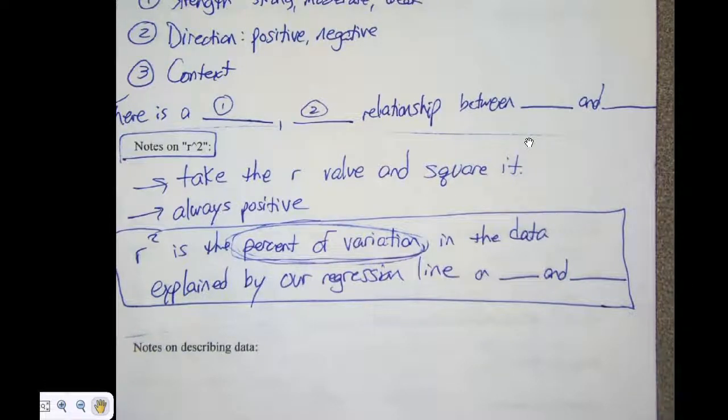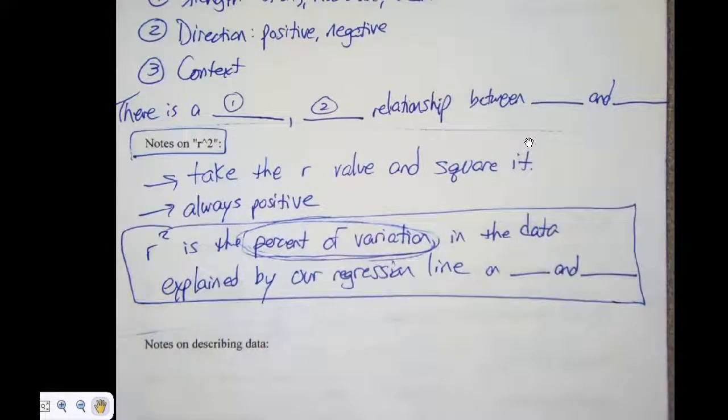So this is like the percent that is coming from the one variable that we're looking at. But there's other things. That's like a general overview of what we're getting at.